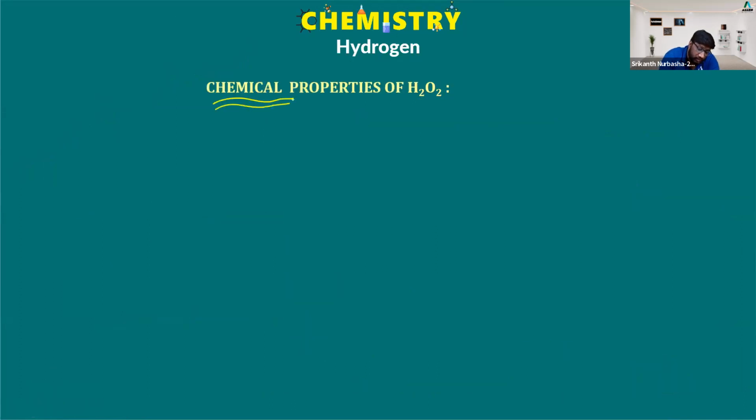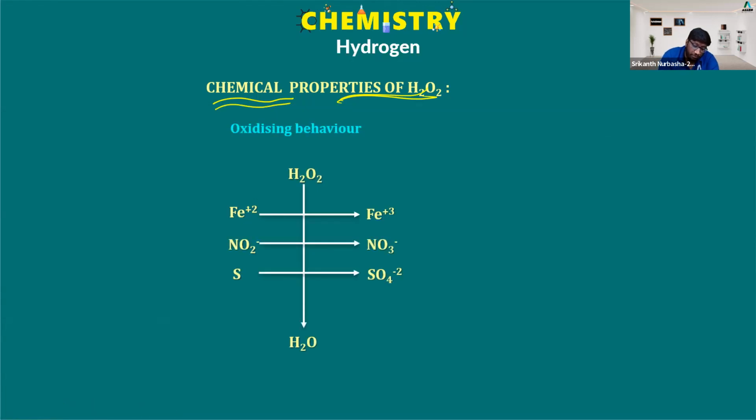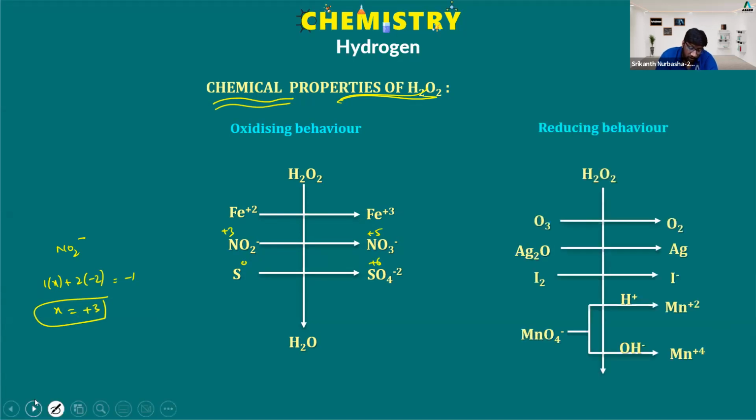Chemical properties. Yes, very good. Chemical properties, if you look at, as I have told you, H2O2 has oxidizing as well as reducing nature. H2O2 can oxidize Fe+2 to Fe+3. NO2-, nitrogen is in which state? NO2-: 1 into X plus 2 into -2 is equal to -1. X is equal to +3. From +3 to +5 state, nitrogen has increased. Sulfur from 0 to +6 state. The oxidation states of Fe, nitrogen and sulfur have increased. So H2O2 is actually acting as a reducing agent. Right?